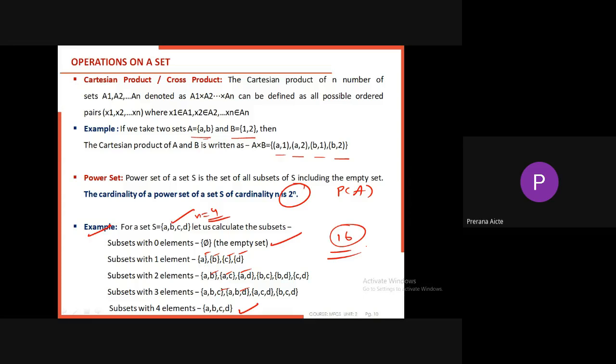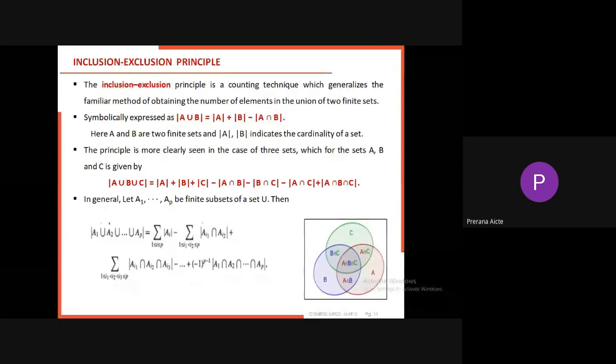So next one, important one, the inclusion and exclusion principle. It is a method of counting how many elements are there in the given two or more sets. It is based on the union operation on the given sets. If you are given two sets, it can be represented symbolically like this: n of A union B equals n of A plus n of B minus n of A intersection B, or cardinality, like that we can say.